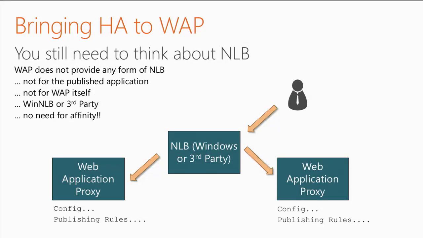So if you want HA, you need to think about some form of load balancing. It can be third party, it can be Windows load balancing. We would fully support that. You can do whatever you want with that. We don't need any session affinity. The edge access cookie that I've been talking about before can be decrypted by all of these because they have the same private key coming from ADFS. So whichever web application proxy you hit, you'll still be authenticated. You don't need to re-sign on. You'll still get your published application, so it should all be good.